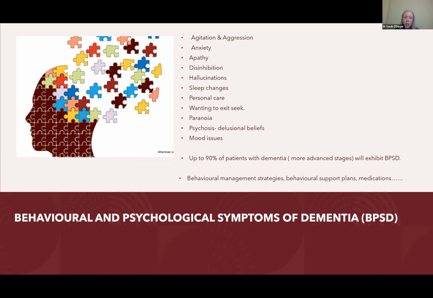So we try to manage BPSD as best as possible through behavioral management strategies and through psychoeducation and through behavioral support plans. But sometimes medication is required in order to manage these symptoms, and medication can be very effective. Again, you have to be very cautious and balance that with the type of medication that you're going to prescribe, because some medications that would be used, such as anti-anxiety medications, antipsychotic medications, antidepressant medications, can in themselves increase the risk of further cognitive decline or cognitive blunting, and they can increase the risk of cardiovascular risk factors in patients who have dementia. So we have to weigh in the balance the benefits of prescribing these medications.